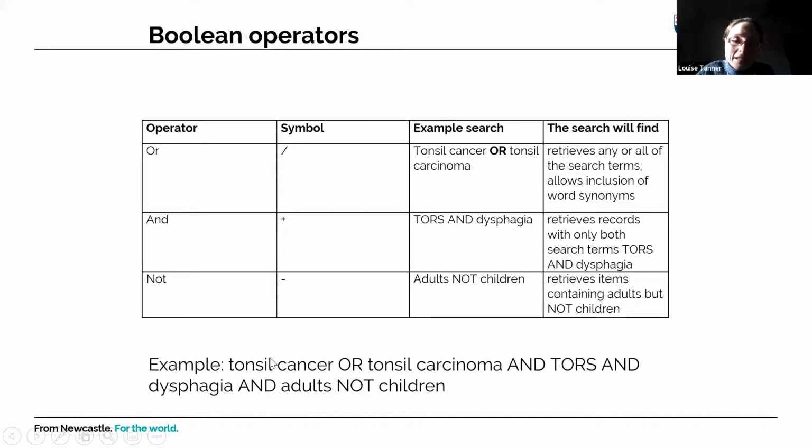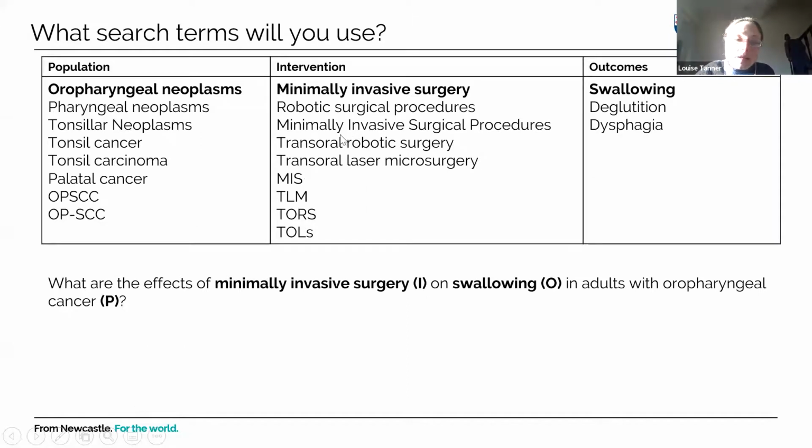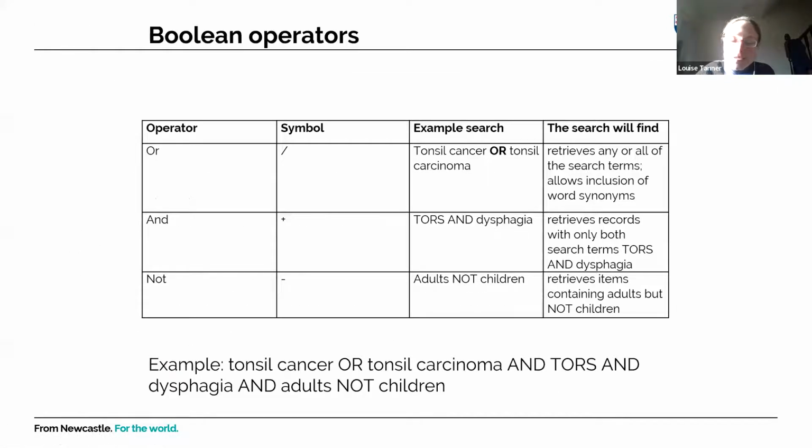So you'd have tonsil cancer OR tonsil carcinoma, and then the other population terms, AND TORS OR TLM OR transoral robotic surgery, and then you combine that with AND swallowing OR deglutition OR dysphagia. Sorry, I hope I explained that okay.